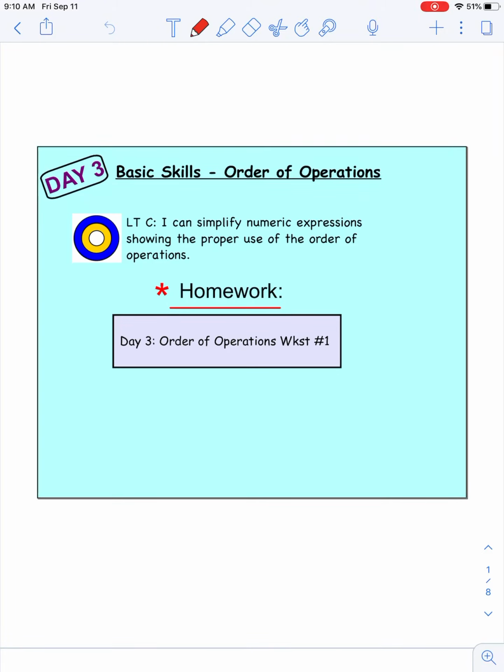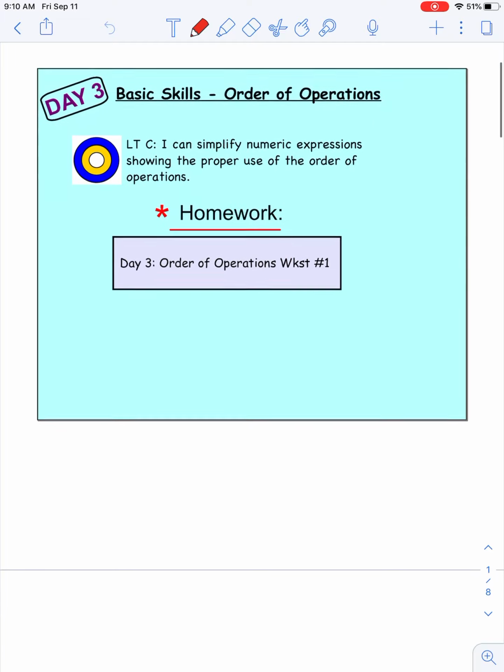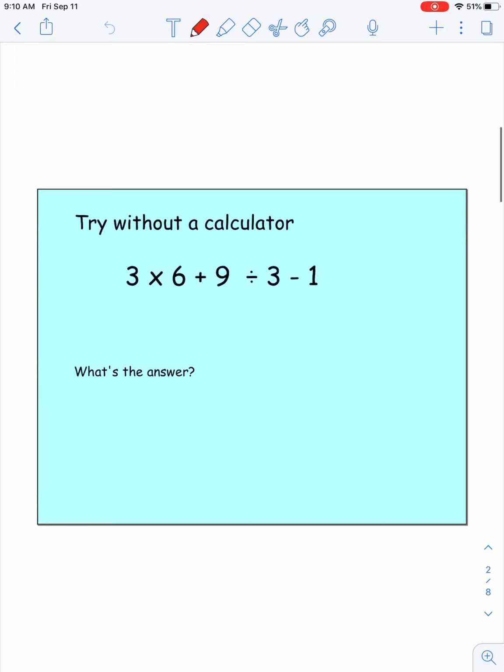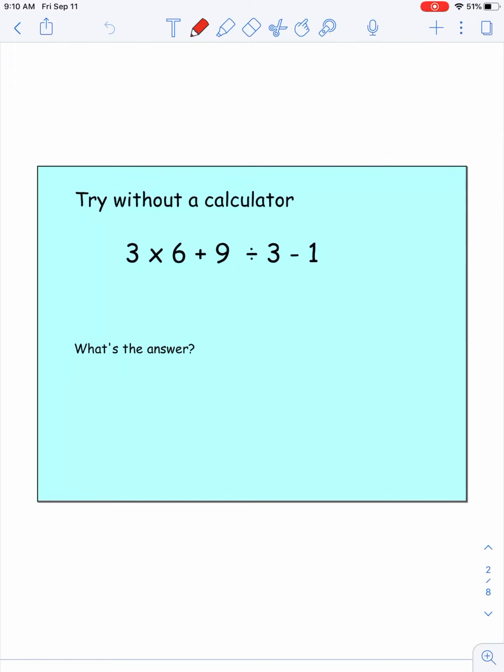Basic Skills, Day 3, Order of Operations. We're going to simplify expressions using the order of operations. So I'd like you to try this problem right here without a calculator and get the correct answer, of course. So pause the video, work it out, and then restart the video to see if you got it correct.